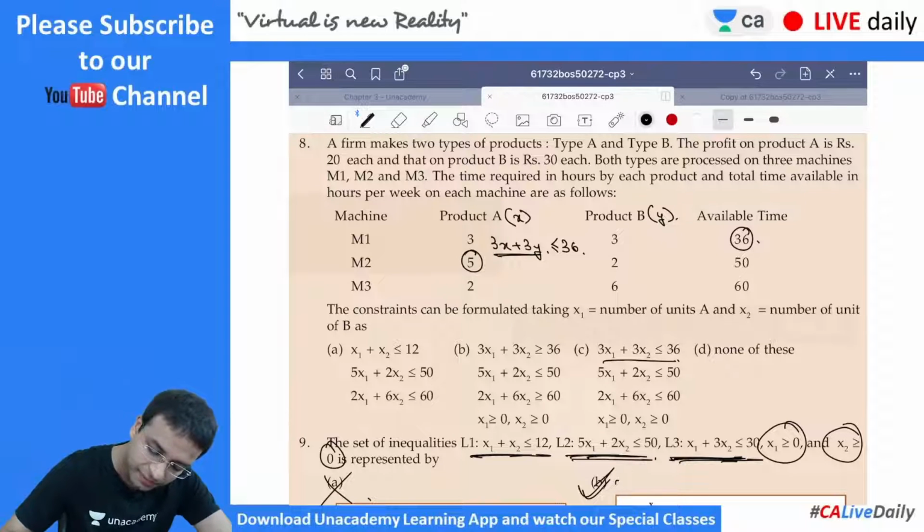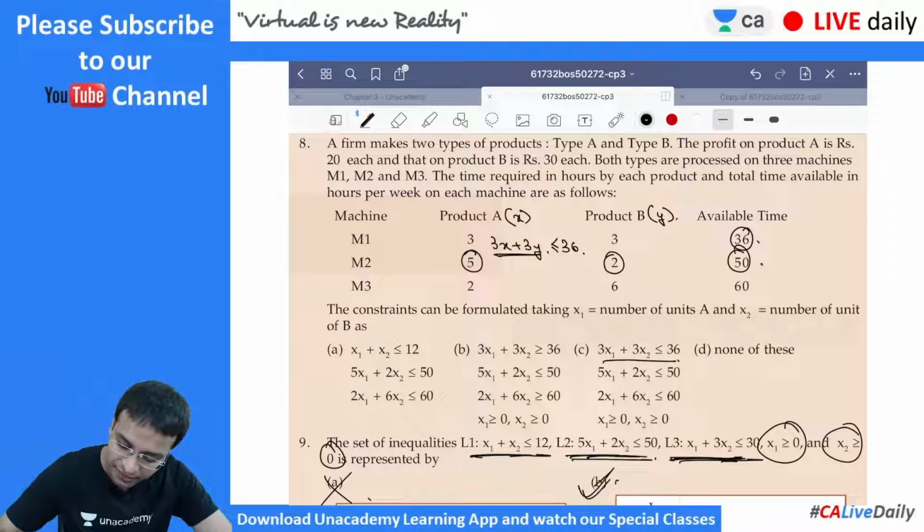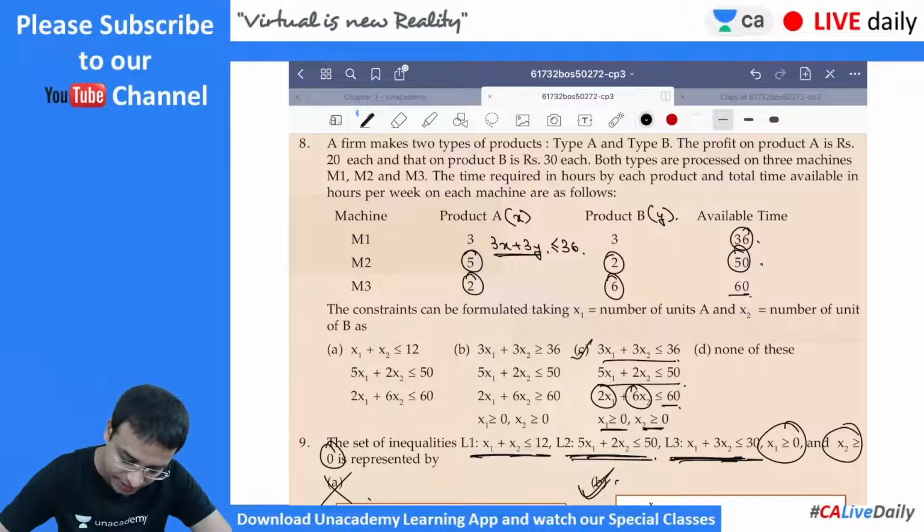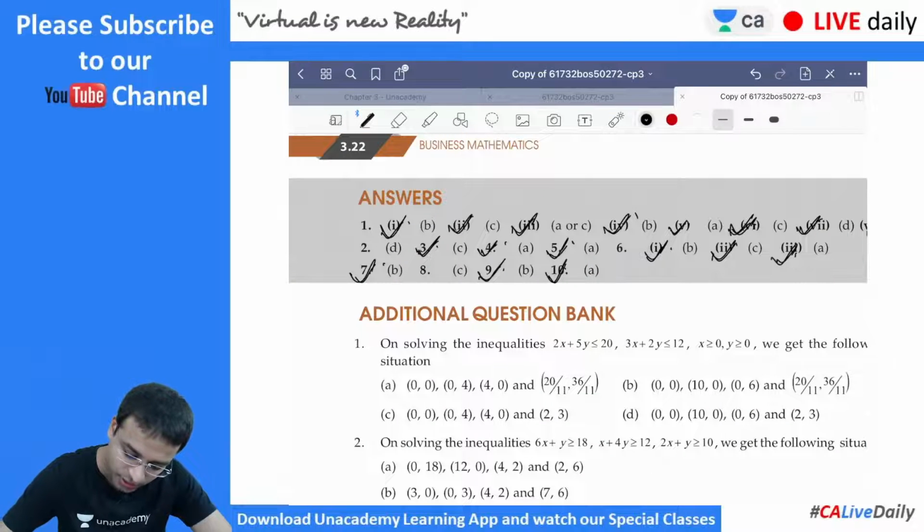Then 5x plus 2y less than equal to 50. 2x plus 6y less than equal to 60. And of course, x1 greater than equal to 0, x2 greater than equal to 0. Option C is the answer. Question number 8 answer is option C.